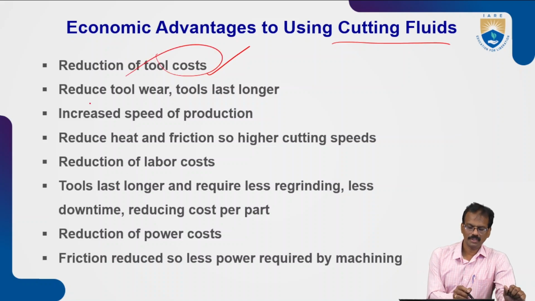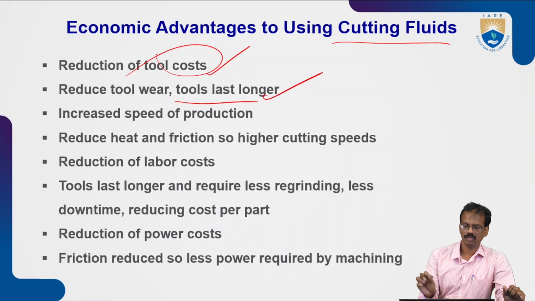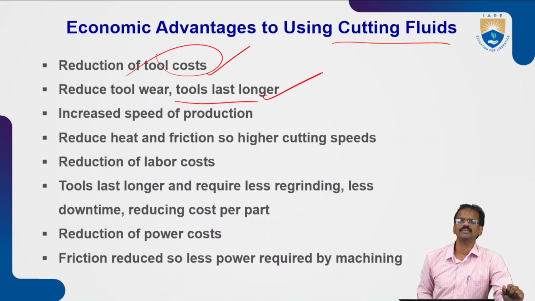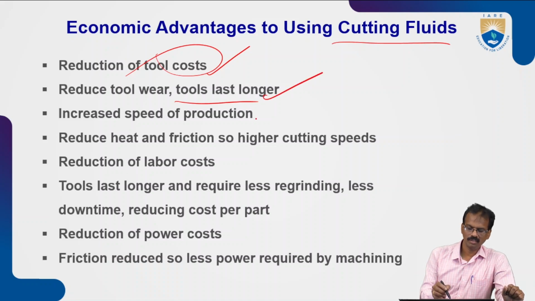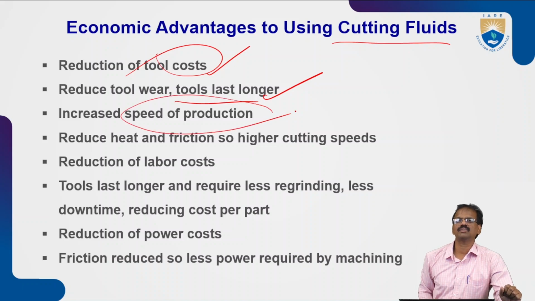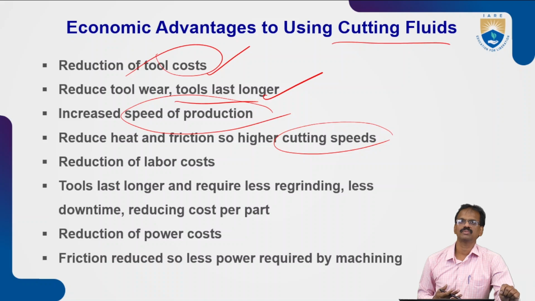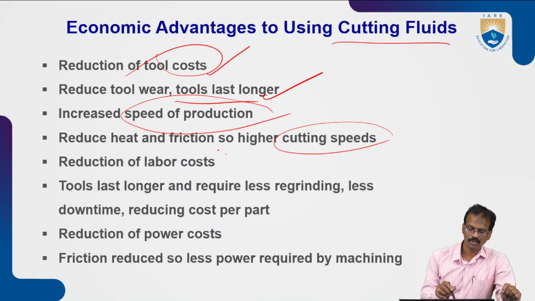Next, to reduce the tool wear and last longer also. We can increase the production speed also by using the cutting fluids. Next, reduce the heat and friction. So we can maintain higher cutting speeds for the machining operations by applying the cutting fluids, by reducing the friction also. Next, reduction of labor cost also.